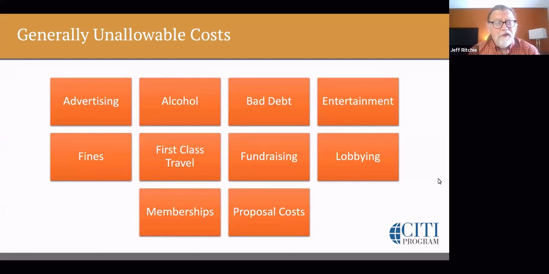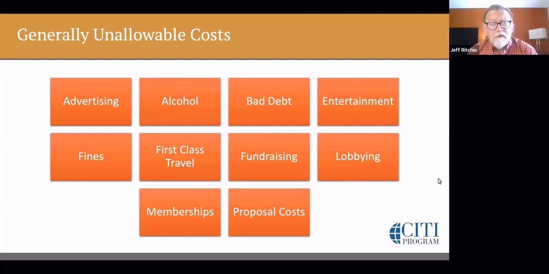Now, if you've been doing this for a while, you probably know that some of the things that are typically unallowable, some of them can be allowable costs under the right circumstances. Advertising, if your institution places an advertisement seeking participants for a research project, or if you are recruiting a postdoc researcher, those can be allowable costs.